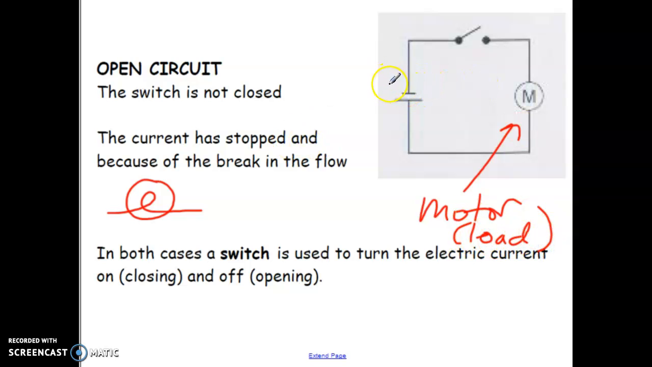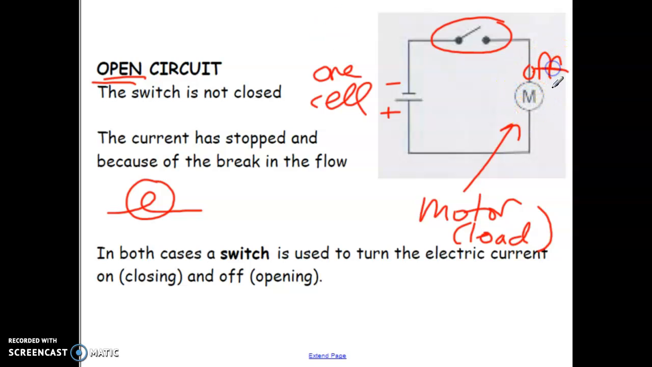Here we have our negative terminal and our positive terminal. You can see that this picture is showing a 1-cell battery, but we have an open switch. So this is considered to be an open circuit. That means this motor would be turned off right now. The electrons are not flowing to reach this motor so that the motor can convert the electrical energy.